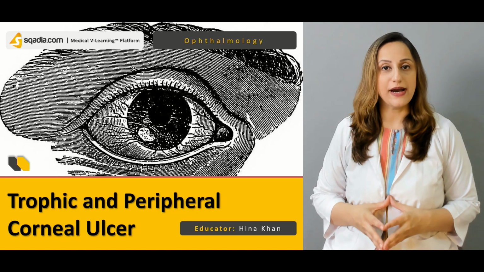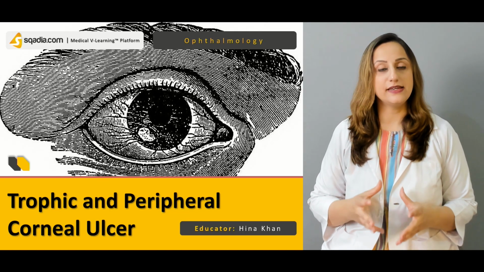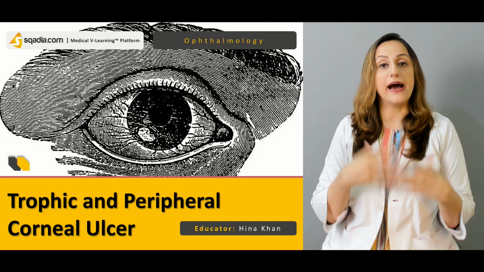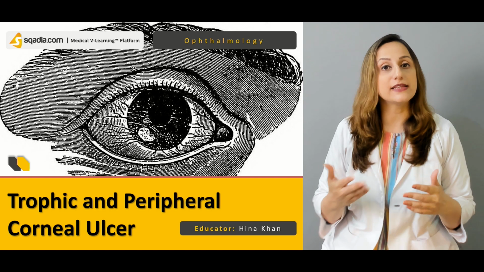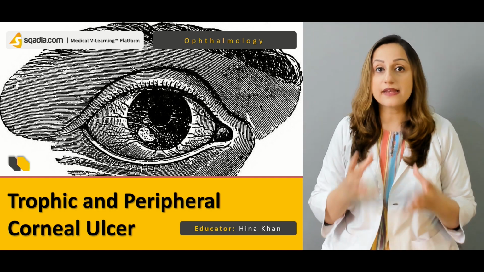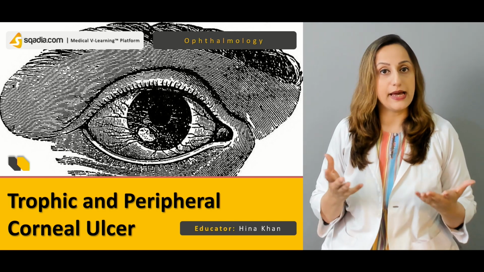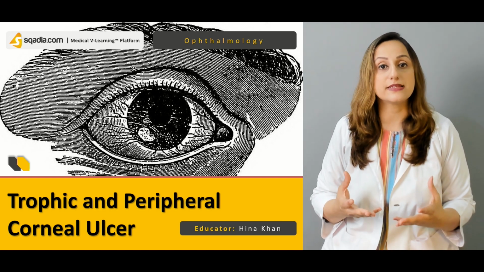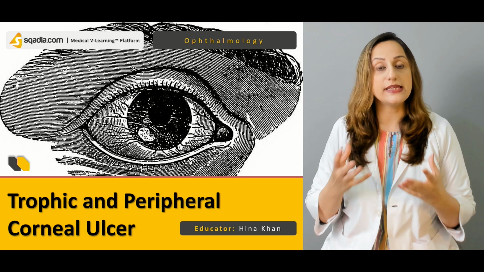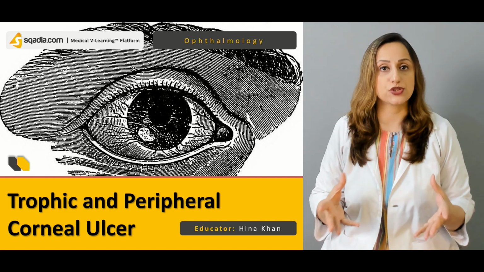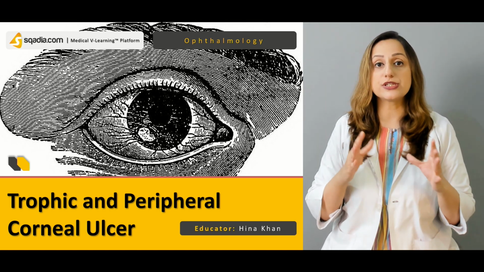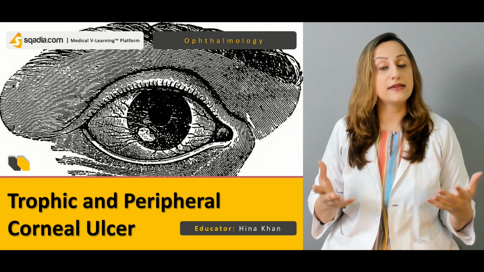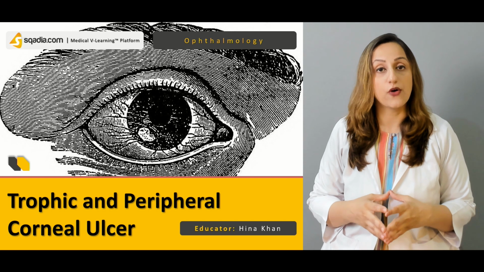Today we're going to talk about the trophic and the peripheral corneal ulcers. So we have already got the background knowledge towards the different kinds of ulcerations that can occur in the corneal epithelium. Ulcerations, as we all know, are defined as basically a breach in the epithelium of any structure. So here we're going to just discuss or summarize the reasons behind a breach in the epithelium of the cornea.